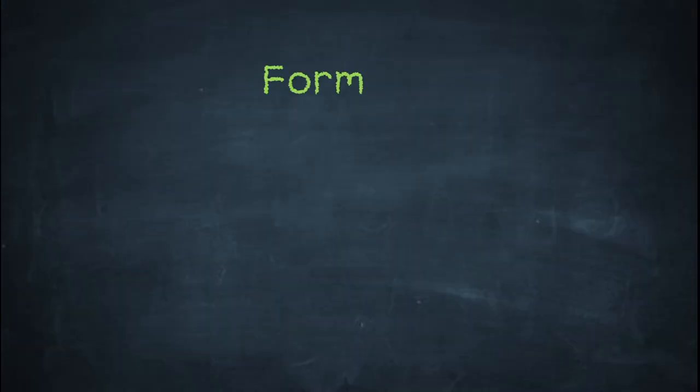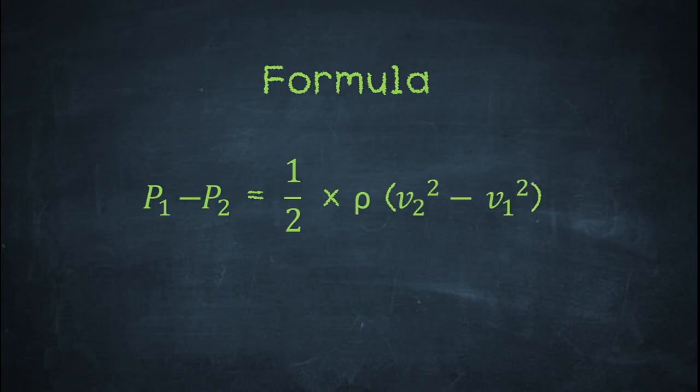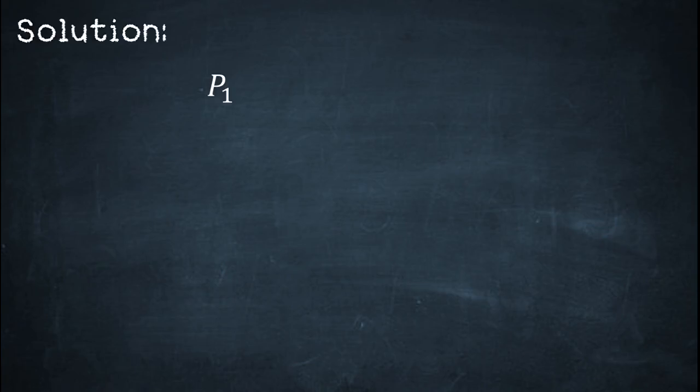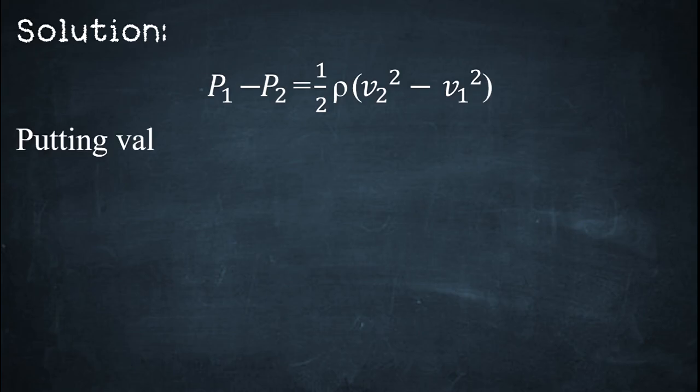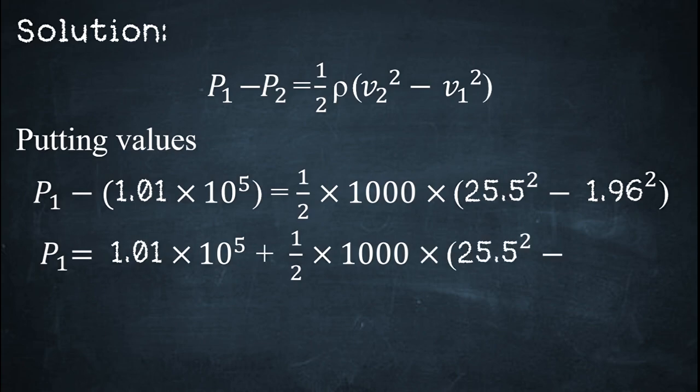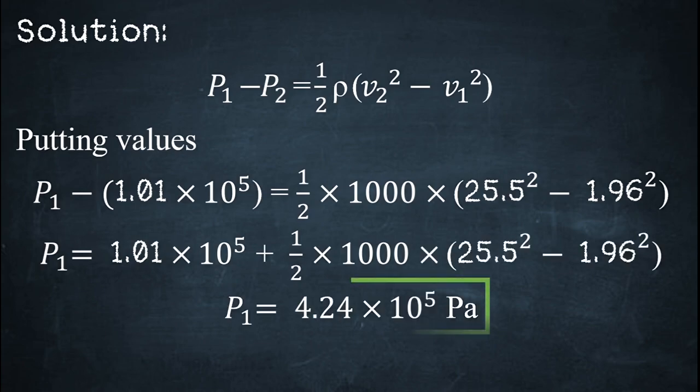For this, we will use Bernoulli's equation: P1 minus P2 is equal to half rho (V2 square minus V1 square). We have not written the H2 minus H1 part because the height is negligible, so that factor becomes 0. In the solution, we will substitute the values in the formula. After solving this, P1 will be equal to 4.24 into 10 to the power 5 pascals.